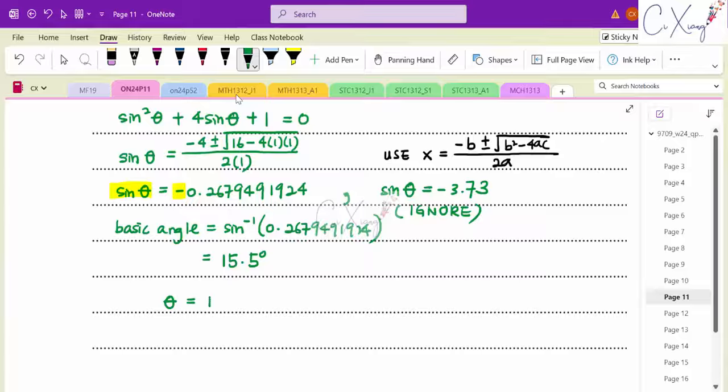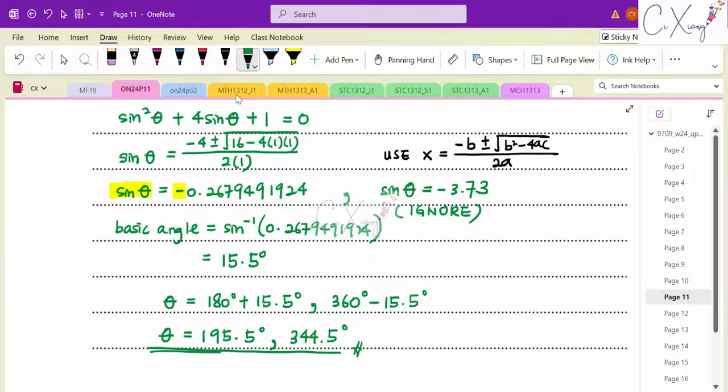For the third quadrant, it will be 180 plus the basic angle. This is the third quadrant. For the fourth quadrant, the general formula will be 360 minus the basic angle. So simplify your theta here. If you didn't make any careless mistake, your answer should be 195.5, then the other one will be 344.5. Basically, this is how we solve question number 8.